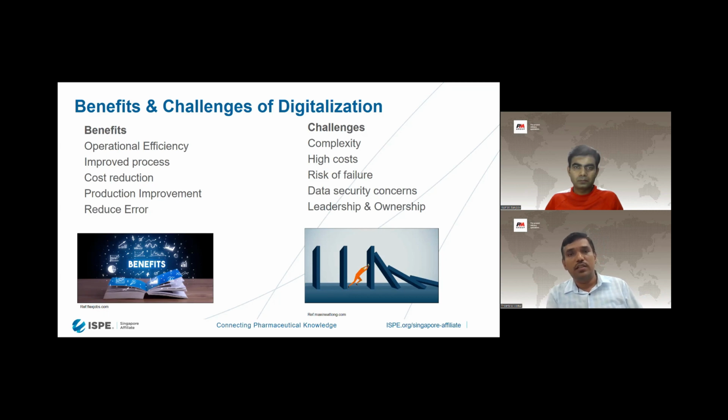Just now we mentioned that data is the fuel for digitalization. Once the data comes to the centralized system, we are definitely exposed to the internet, so there can be data hacking or data manipulation. So data security is very important. How do we mitigate that? You have to have a strong IT team and use proper firewalls to avoid this kind of incident. So, leadership and ownership.